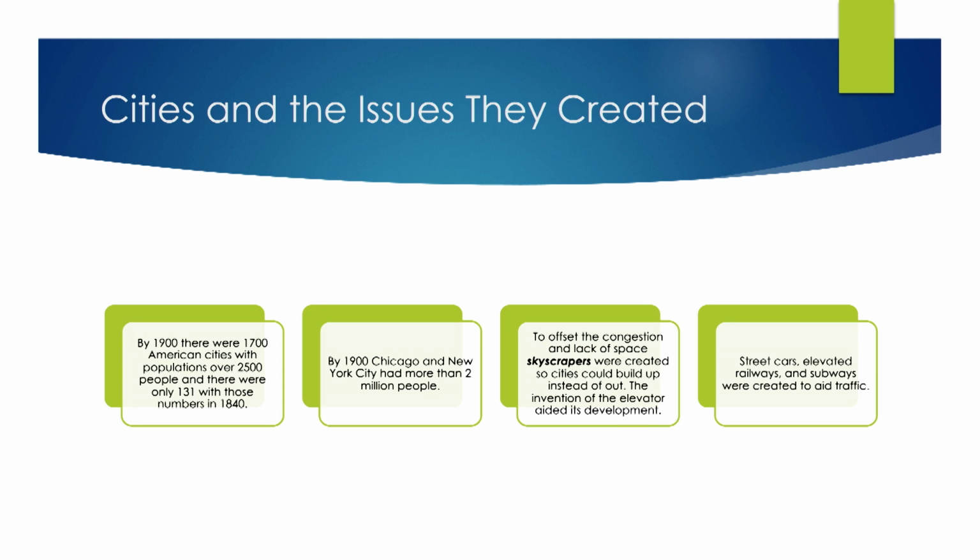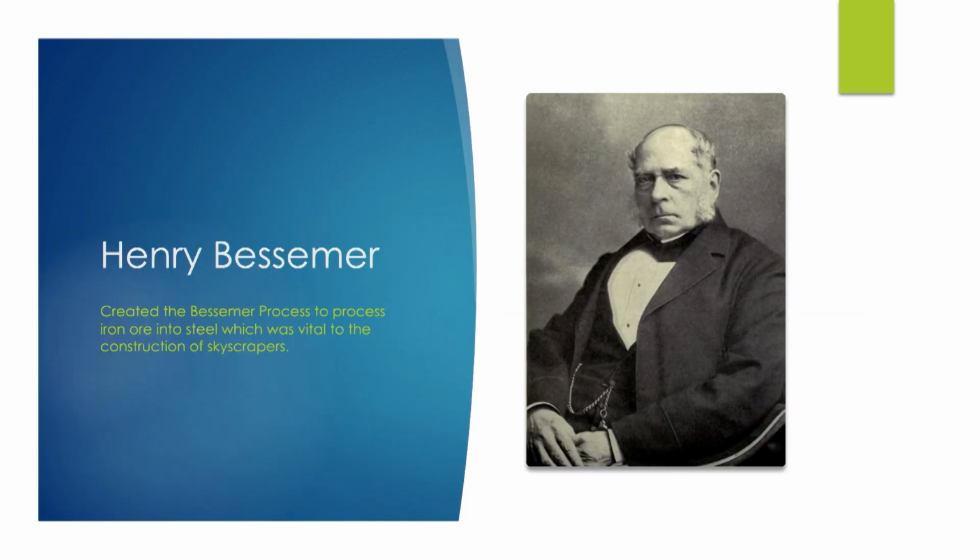To offset the congestion and lack of space, skyscrapers were created so cities could build up instead of out, because the land, the space, was so limited. Streetcars, elevated railways, and subways were created to aid traffic because of all the congestion. Henry Bessemer is one of the people responsible for the creation of these skyscrapers. His innovation in steel production, using something called the Bessemer process, will allow us to build these huge skyscrapers in places like New York City and Chicago.